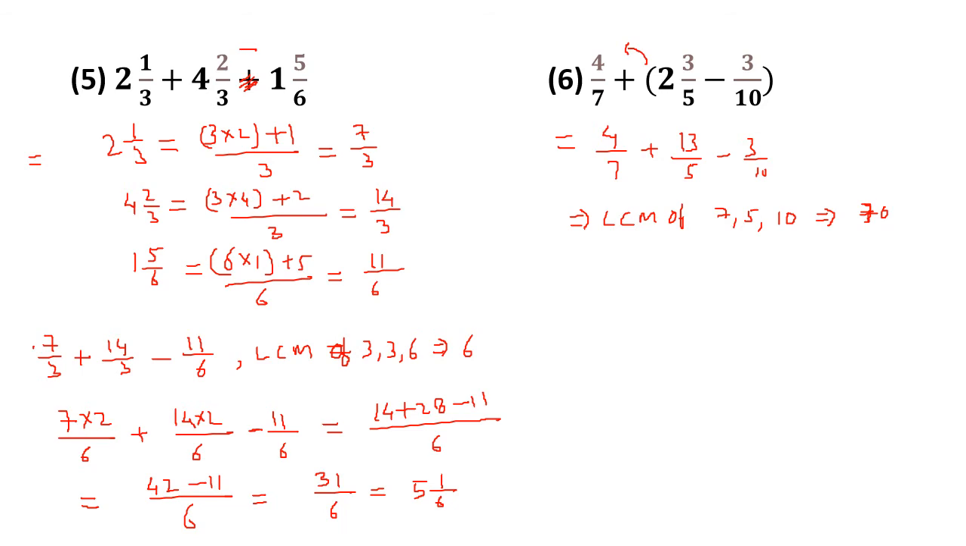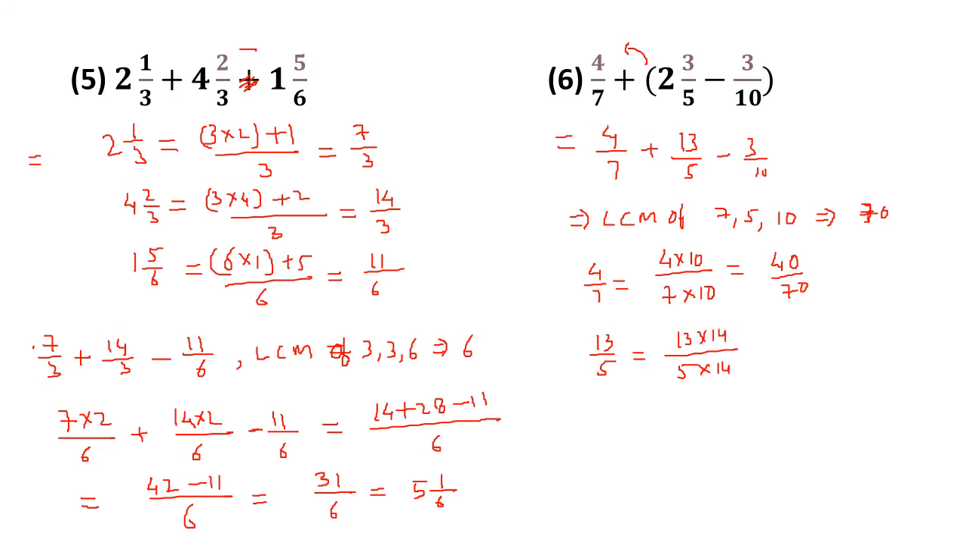Now let us take each one of them. So 4 over 7 can be written as, how much should I multiply to 7 to get 70? Obviously by 10. So the numerator should also be multiplied by 10. So this is 40 over 70. Second number is 13 over 5. How much should I multiply to 5 to get 70? Answer is 14. So 13 should also be multiplied by 14.